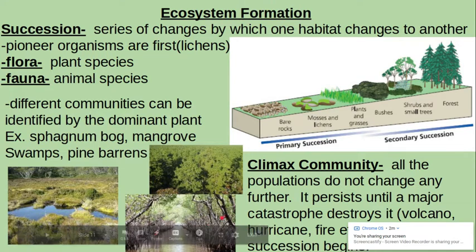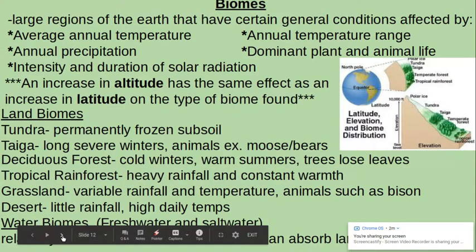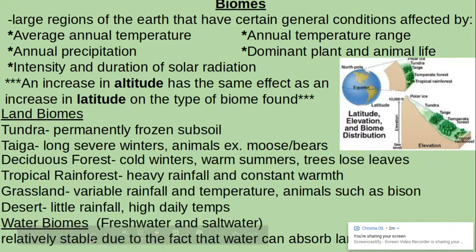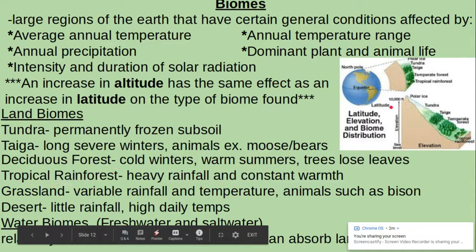Next, biomes. Large regions of the earth that have certain general conditions affected by, and then in asterisks, we went through and put all the different factors that affect them: annual temperature, annual precipitation, intensity and duration of solar radiation, annual temperature range, dominant plant and animal life. And look at this diagram right here. Okay, and I have 3 asterisks over here.